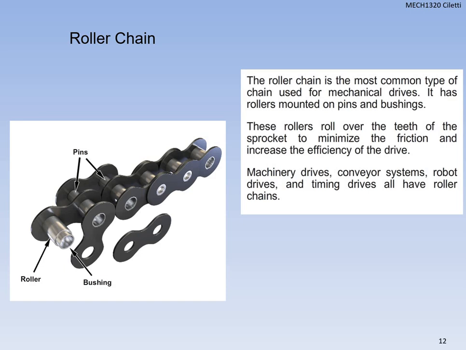So this is a roller chain. It's the most common type of chain we use. It has rollers mounted on pins and bushings. You can kind of see there in the picture where the pins slide through, and then it has a bushing there that allows the roller to freely rotate. So the whole point of that is to reduce friction on the chain drive and increase efficiency. Where you might use those: general machinery drives, conveyor systems, robot drives, timing drives all have roller chains with them.